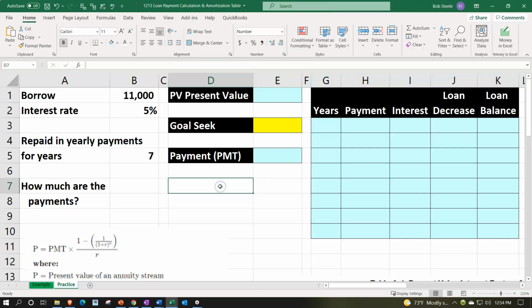Here we are in our Excel worksheet. If you have access to the Excel worksheet and would like to follow along, note that we're down here in the practice tab as opposed to the example tab, the example tab, in essence, being an answer key. Information on the left-hand side, we're going to populate into the blue area on the right-hand side, looking at a loan situation where we're borrowing $11,000. The interest is going to be 5%.